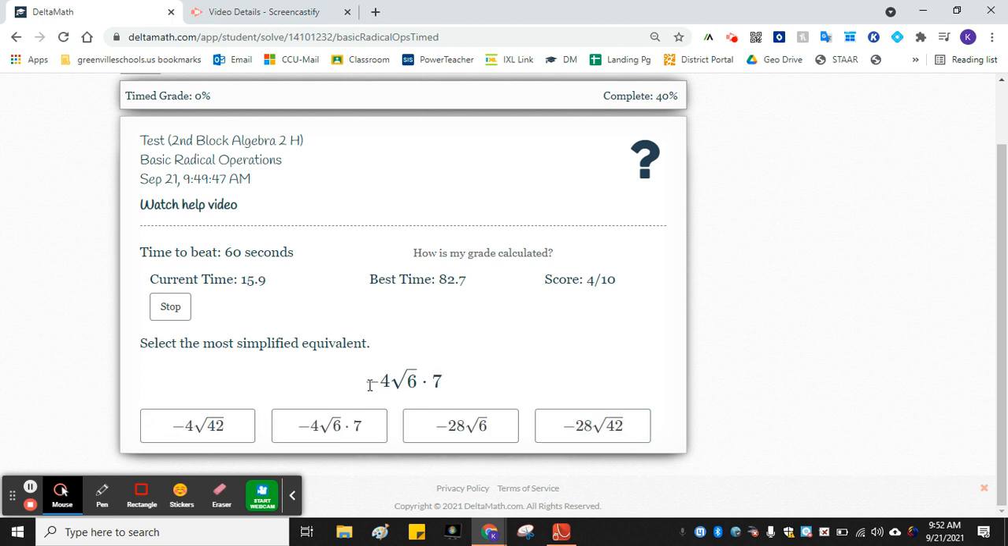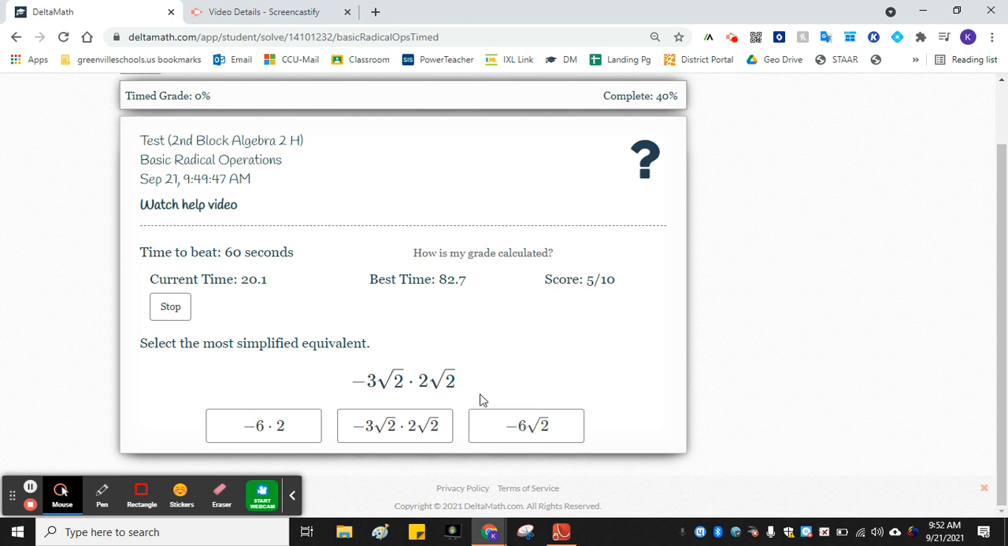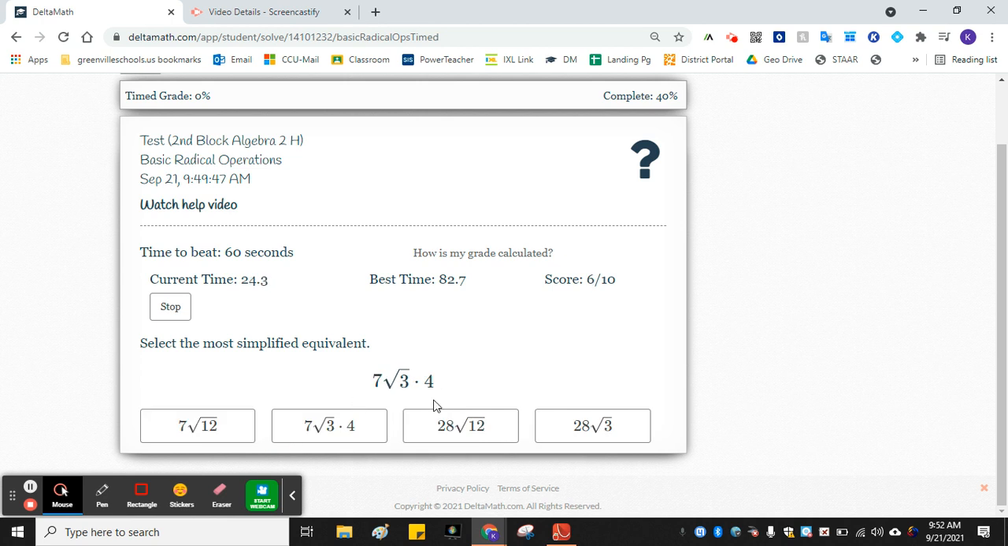Multiply what's outside together. Negative 28. Keep what's inside together. Negative 6 square root 4, but square root 4 simplifies to 2. 7 times 4 is 21. Square root 3. Oh, 28 square root 3. Can't add them, they're not like terms. 28 square root 30.